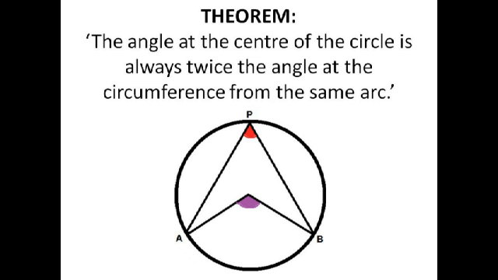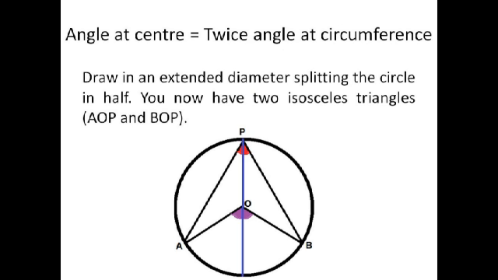The first theorem is that the angle at the centre of the circle, which is the purple bit, is always twice the angle at the circumference from the same arc, and that's the red bit. I didn't want to write that out every time, so I've just shortened it a bit, but maybe I should have shortened it and made it in bold or something. You can't really tell it's a title, but it doesn't really matter.